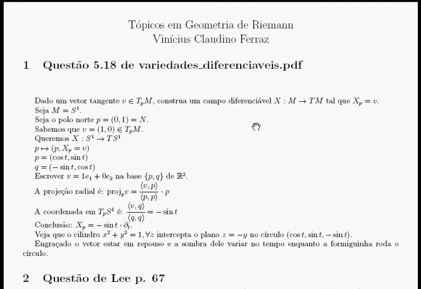The first question is in a book on topics in differentiable manifolds. Given a tangent vector v in T_pM, construct a differentiable field X from M to the tangent bundle TM such that X_p is equal to v.